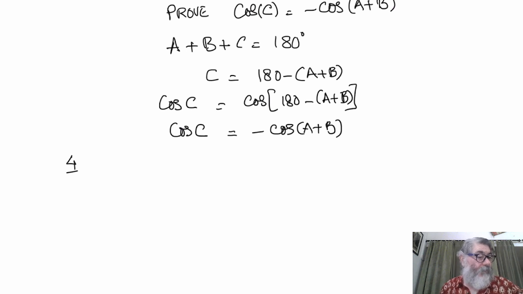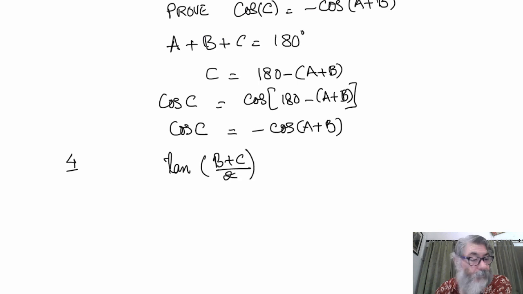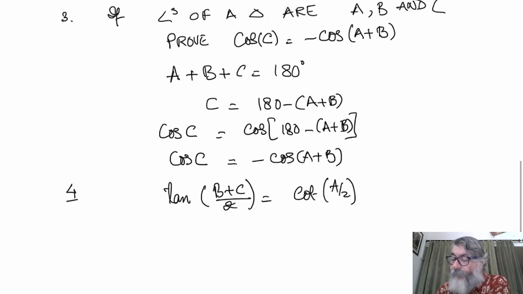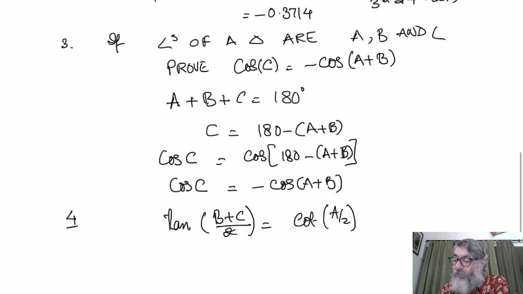He says prove the same thing. A, B, C are given as the angles of a triangle, then prove that tan((B+C)/2) is equal to cot(A/2). He has given you A, B and C. That condition follows, the condition that the angles of a triangle are A, B and C. So that condition continues here.